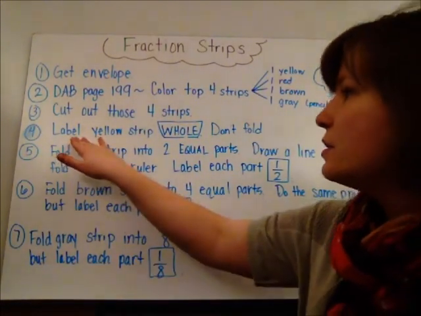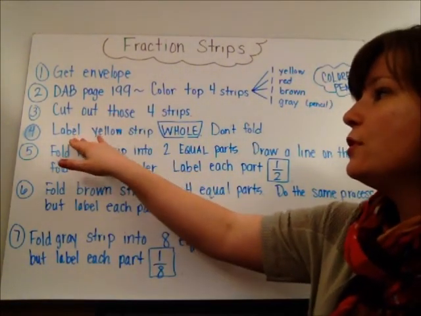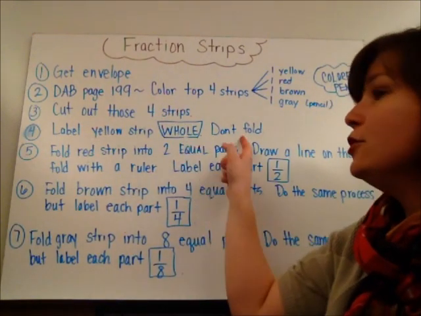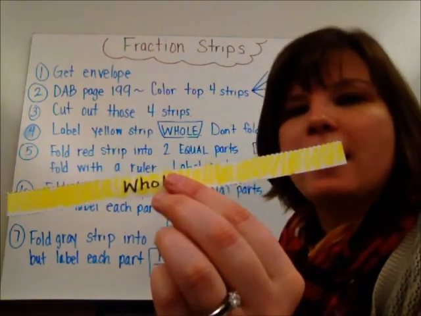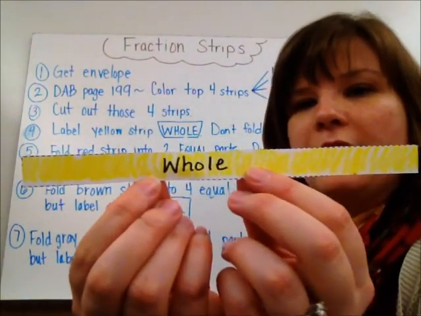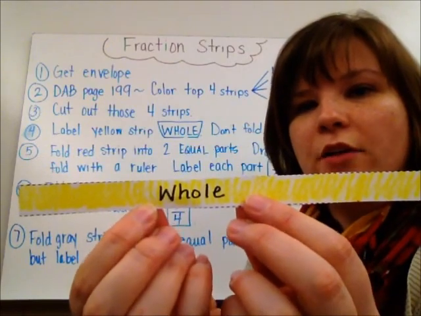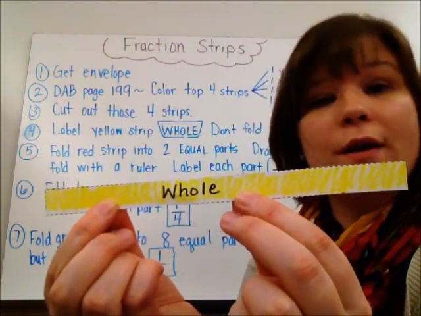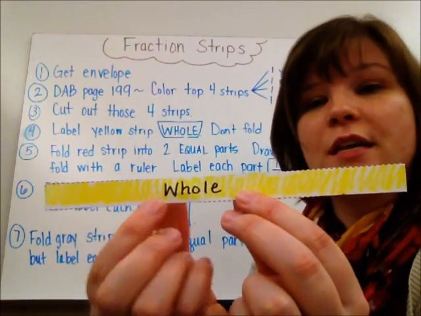Number 4 says, after you've cut out those 4 strips, label the yellow strip whole. Don't fold it. So here's mine. Yours should look kind of like this. Like I said, it doesn't have to be perfect coloring, but we want it to say the word whole because this represents our whole. We're not going to fold this into sections, it's one whole.